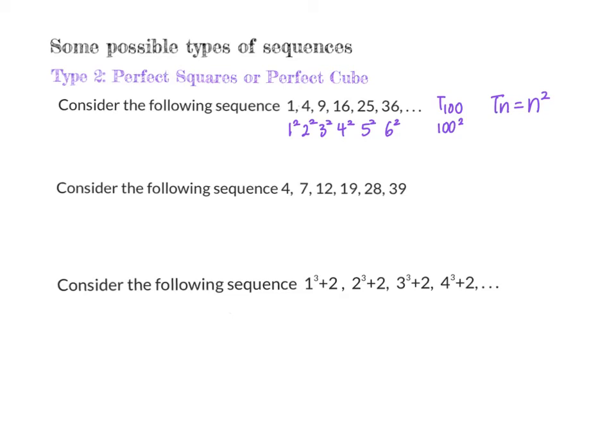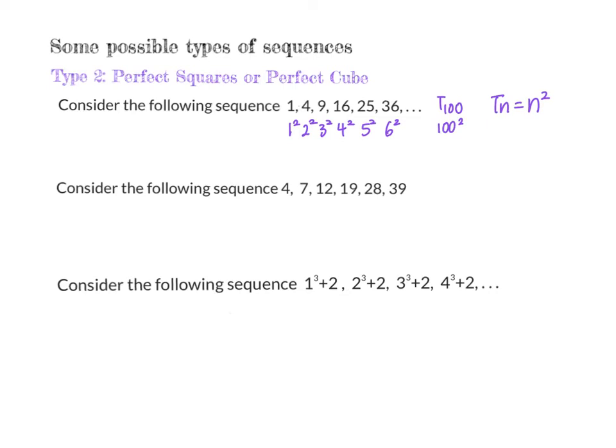Now there can be a couple of spin-offs from perfect squares. So now let's consider the following sequence. 4, 7, 12: 4 plus 3 gives you 7, 7 plus 5 gives you 12, and so on and so forth. You see the numbers again, they are not the same. There's no common difference here. So I'm not going to use this pattern, but I observed that the numbers are growing bigger.